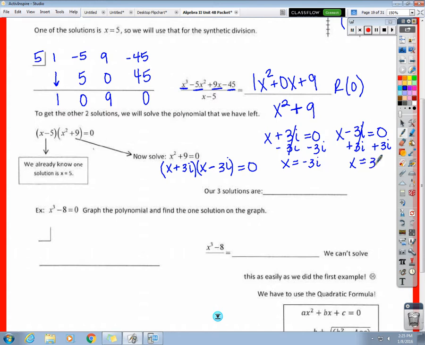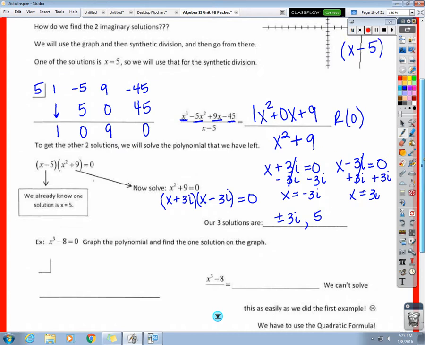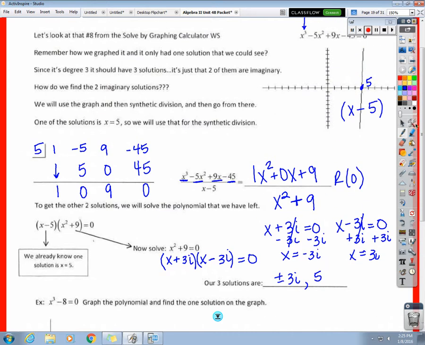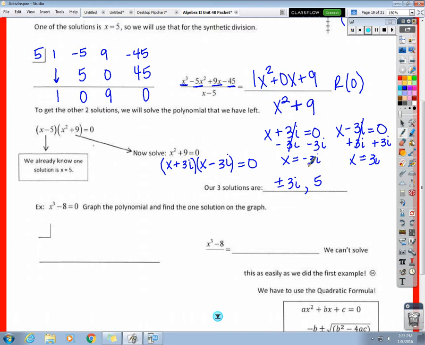So that's two of our solutions, but you don't have to write them like that. You could write plus or minus 3i. I mean, you could write them separately, but more than likely on a multiple choice test, they're going to write it like that. What was our third solution? Those were our two imaginary. Remember, we had one real one at 5. So now we know our one real solution was at 5. That's the one we could see on the graph, but the two imaginary ones we couldn't see. One was at positive 3i, one was at negative 3i.